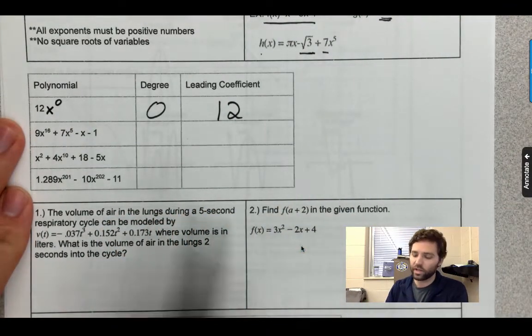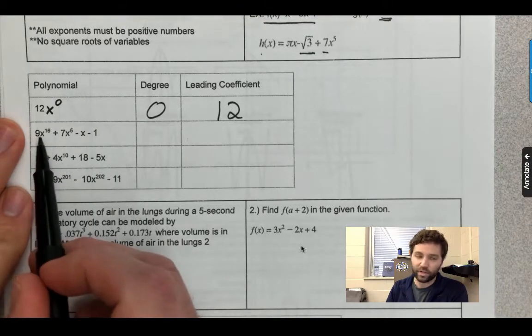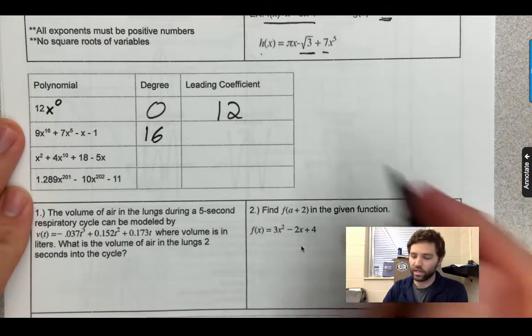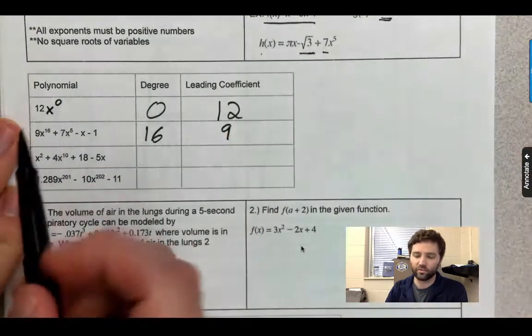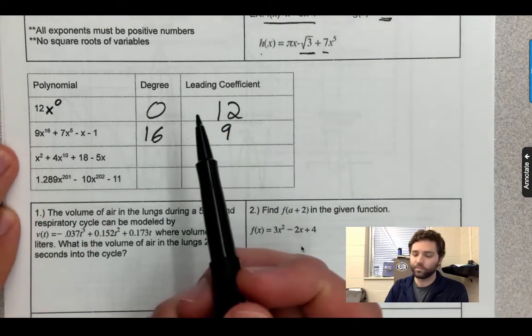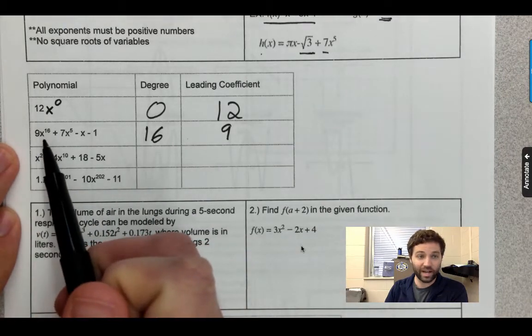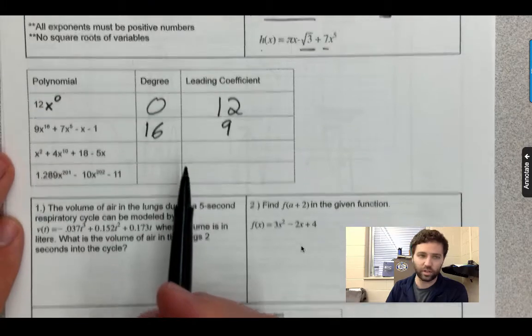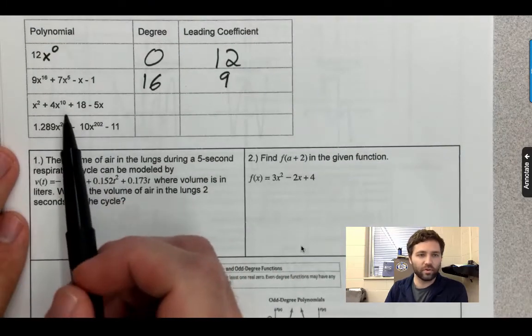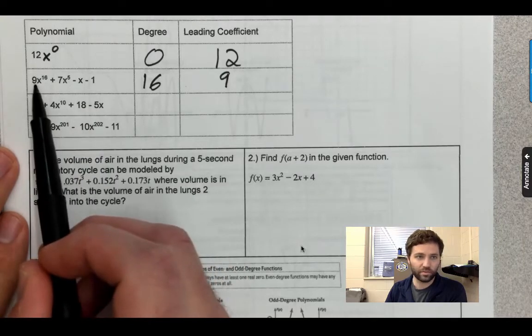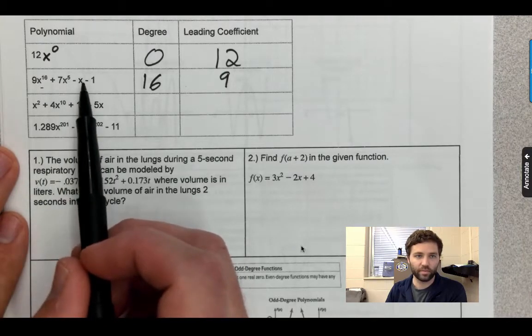Next polynomial here, highest power of x is 16, so the degree is 16. The leading coefficient is 9. Coefficient, again, is the number in front of the variable. And the leading coefficient means the coefficient in front of the highest power of x. Next one, x squared plus 4x to the 10th plus 18 minus 5x. This is not written in descending order like this one was: 16th power, 5th power, 1 power, 0 power.